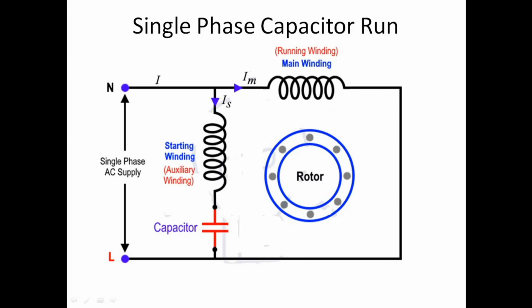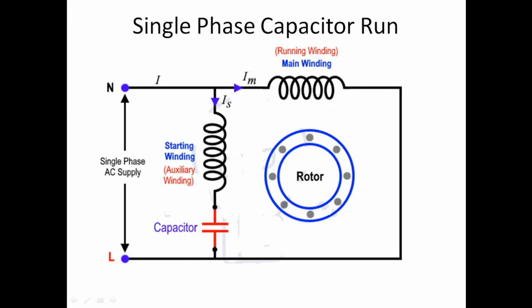In a single phase capacitor run induction motor, two windings are there. One is the main winding and another one is the starting winding. In series with the starting winding, a capacitor is connected to produce a 90-degree phase shift. The purpose is to increase the starting torque of the induction motor.